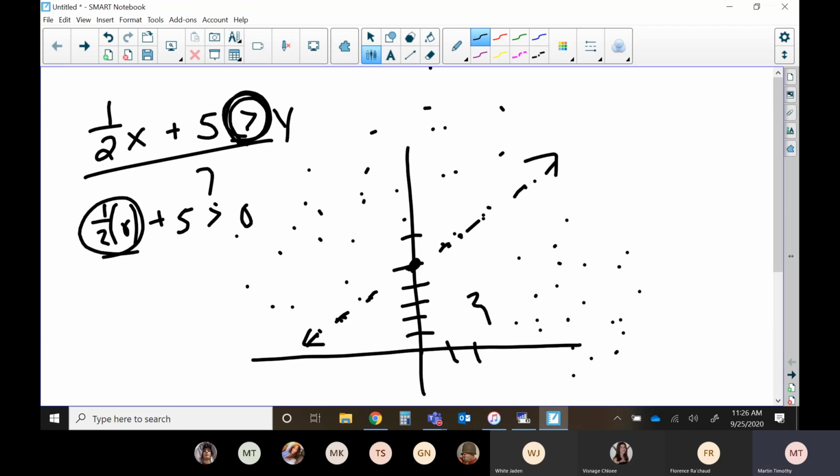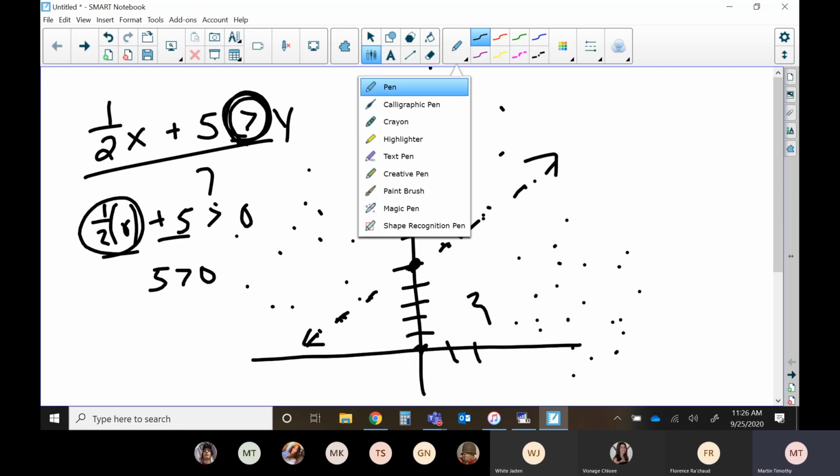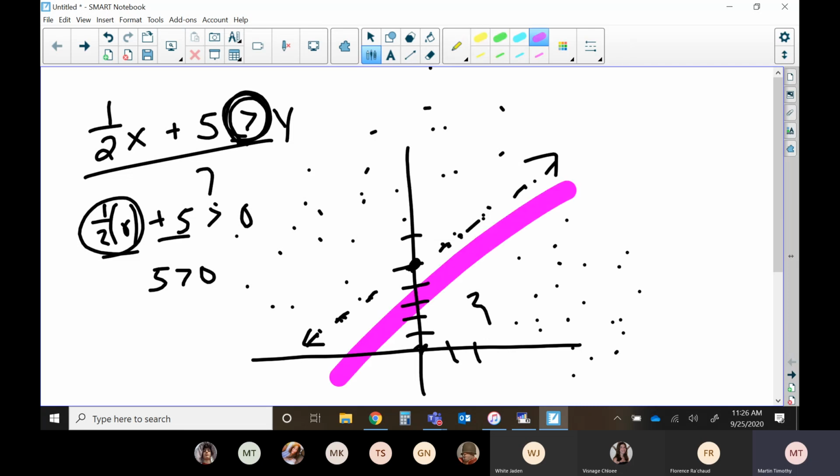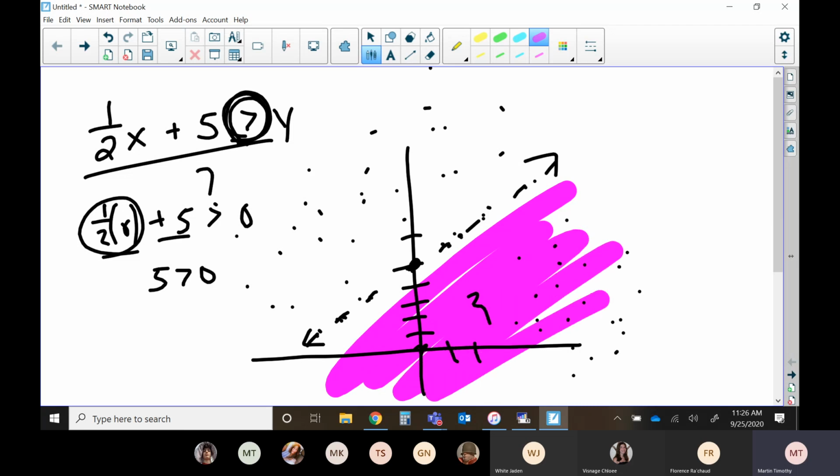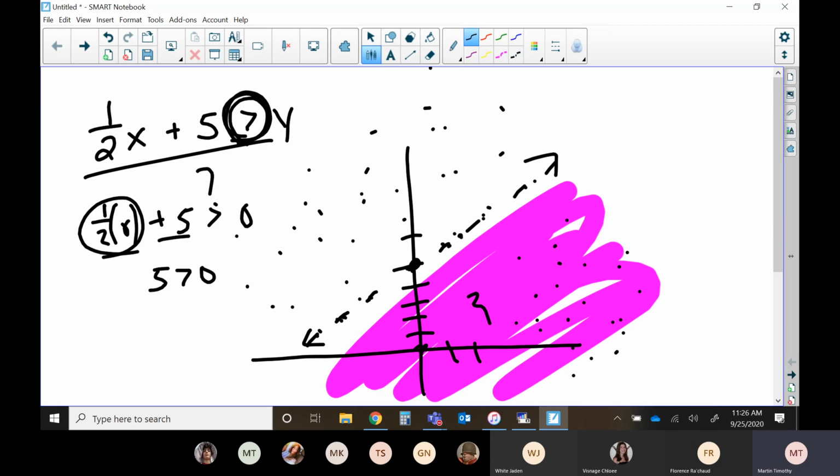0 times 1/2 is 0. 0 plus 5 is 5, so 5 is greater than 0. Is that true or false? True. That means that 0, 0 is on the true side. So what I would do is highlight this side over here, and that would tell the person, if you pick any ordered pair, if I picked this ordered pair, what do I know it will do to that inequality? Make it true. What if I pick this ordered pair? What do I know it'll do? What if I pick this one? Do you guys understand how to graph this now?